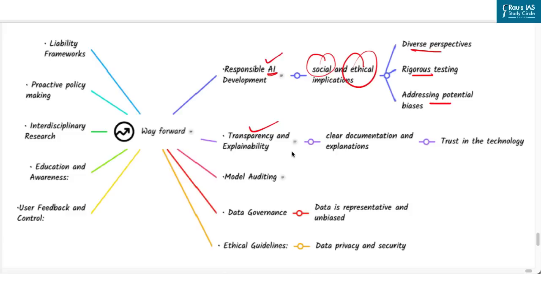It is important for AI models to be transparent and explainable to users and stakeholders. What does it mean? This means to provide clear documentation and explanations of how the model works and making it easier to interpret the output of the model. This will help to build trust in the technology and enable users to understand and address any negative impacts.